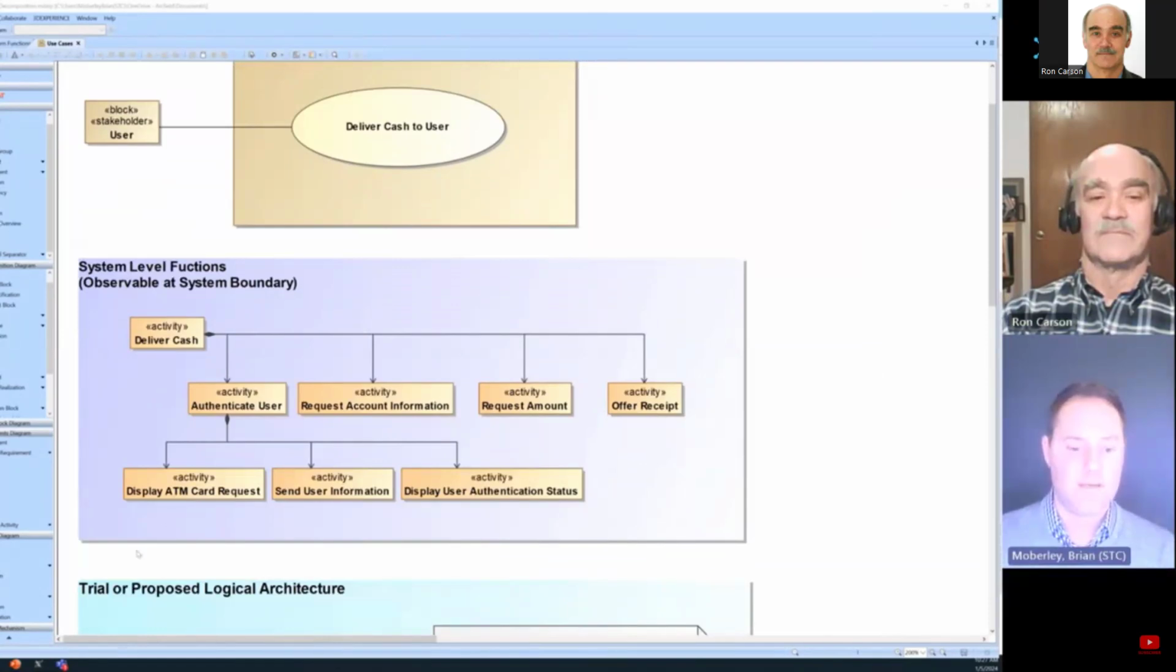So a few questions that I have for you, Ron, are in the case of some of these functions, such as display the ATM card request, in your opinion, is that also a function that is observable at the system boundary? Presumably. I mean, I would start with making sure I have the context diagram in place, but there has to be some means for the user to receive input from the ATM, and a display is a common interface between an automated teller machine and a user, so the user knows what the ATM is asking for. So certainly display is an observable function.